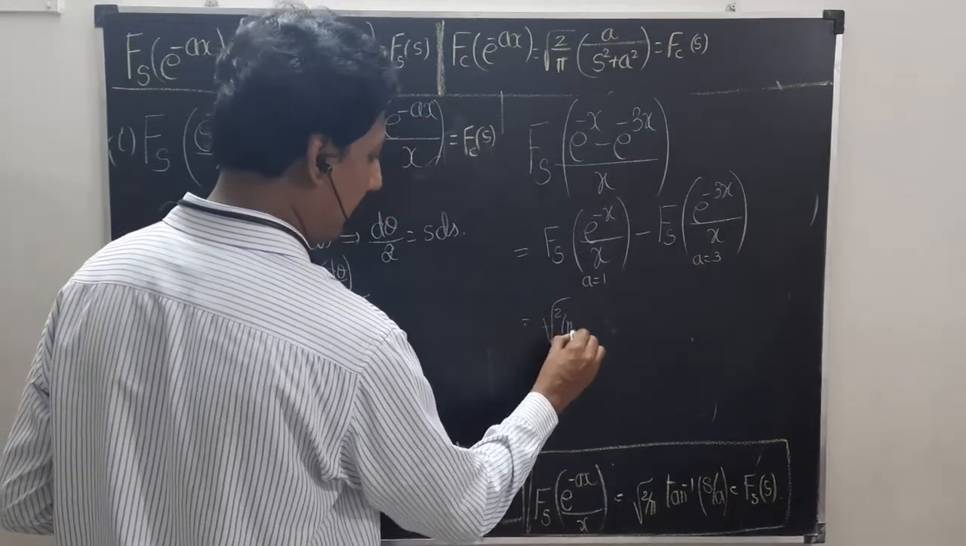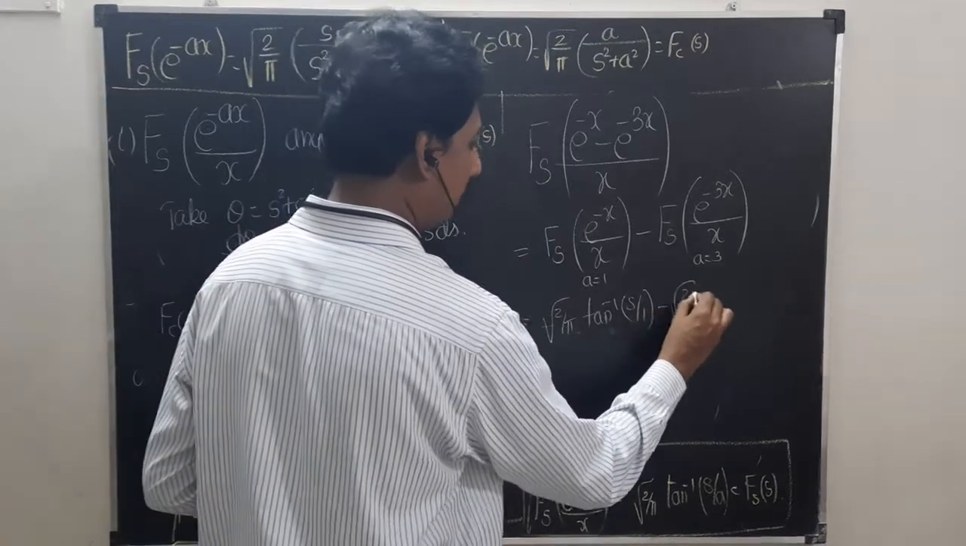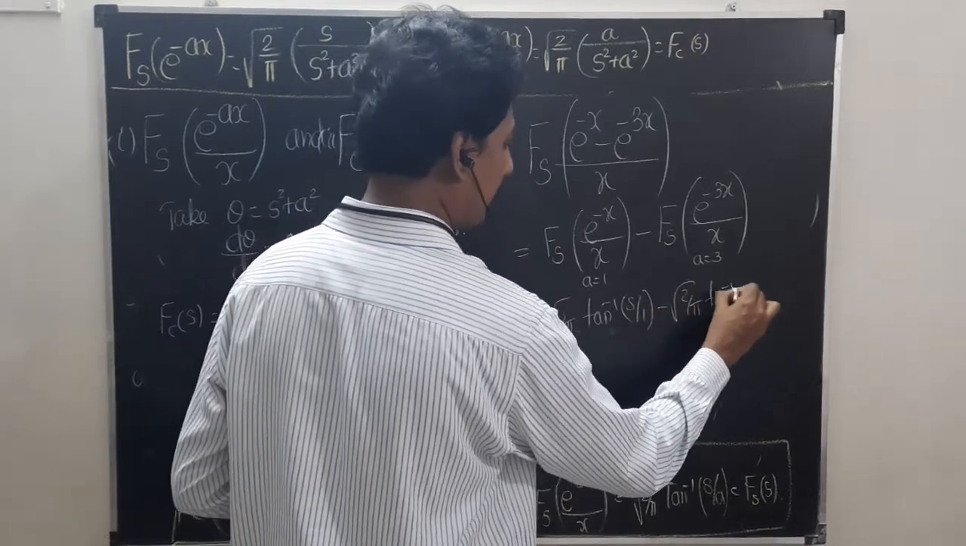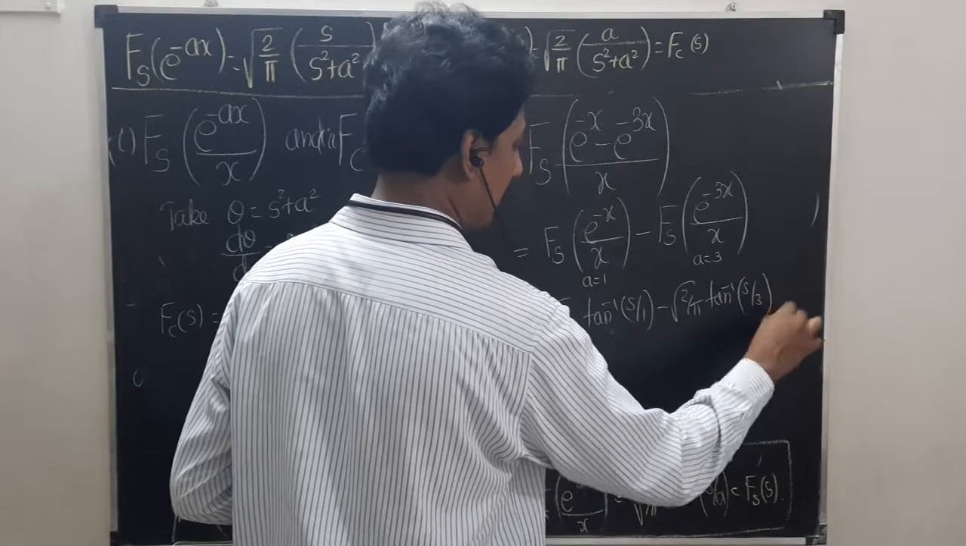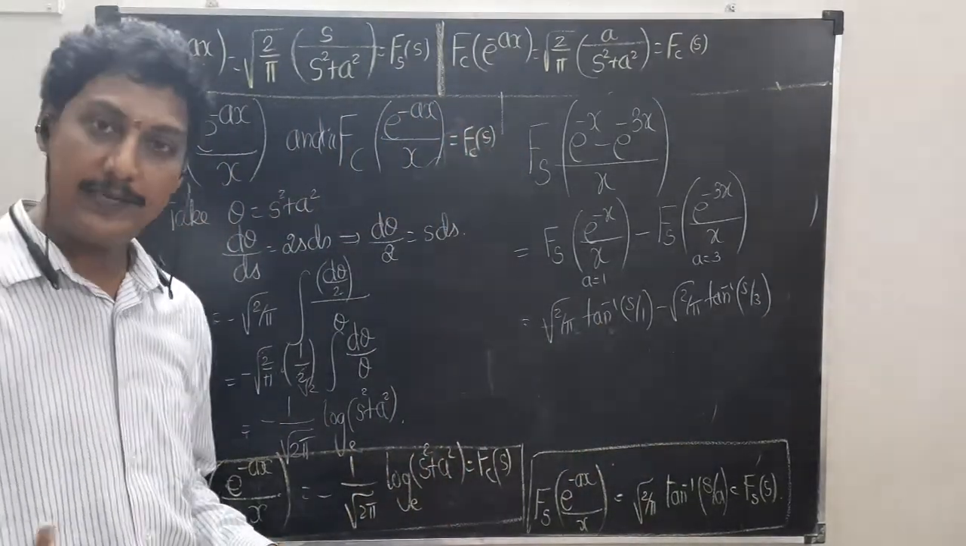Square root of 2 by pi tan inverse of s by 1 minus square root of 2 by pi tan inverse of s by 3. That's it. Taking root 2 by pi as common, tan inverse of s minus tan inverse of s by 3 is the answer.